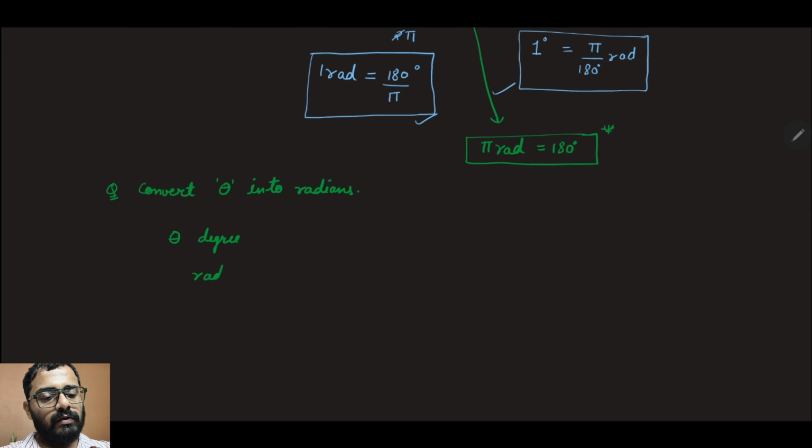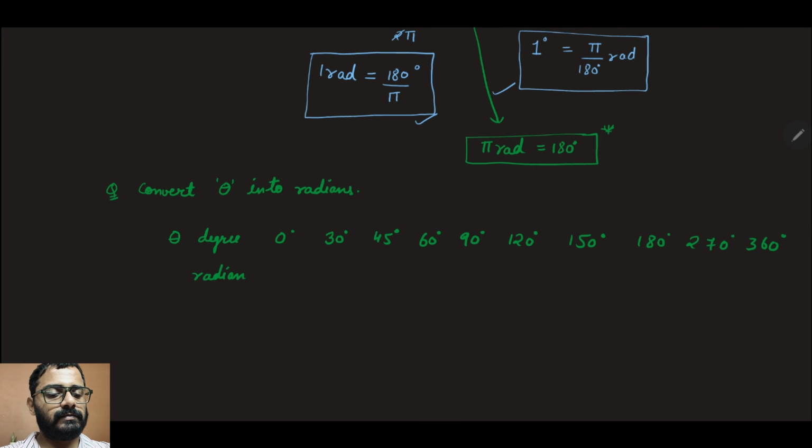Okay, for 0 degree, 30 degree, 45, 60, 90, 120, 150, 180, 270 and 360. Okay, so try this. Convert the angles into radians here.